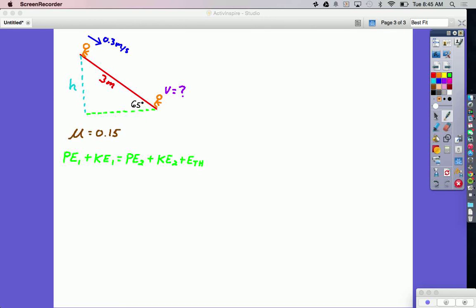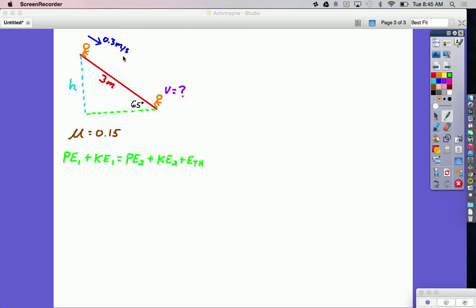Problem: a child is going to slide down a 3-meter long slide. That's the red part. That makes an angle of 65 degrees with the horizontal. We know there's a coefficient of friction between the child and the slide of 0.15. And we want to know how fast the kid is going at the bottom of the slide if the kid starts out with an initial speed of 0.3 meters per second.